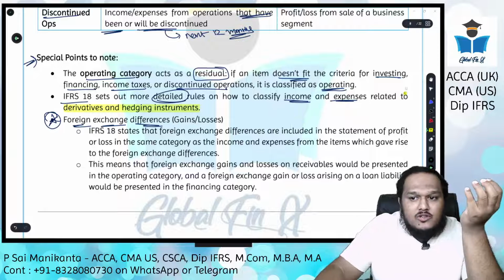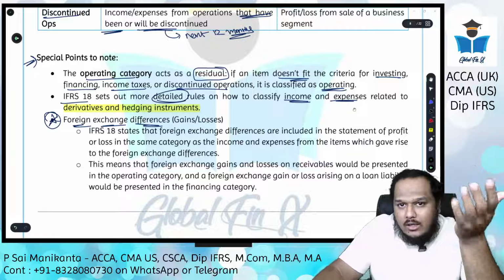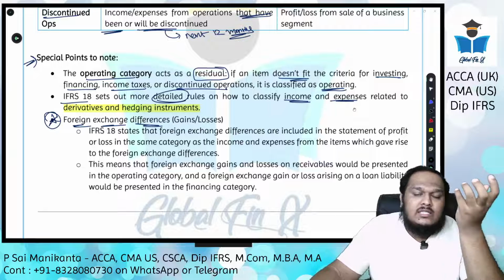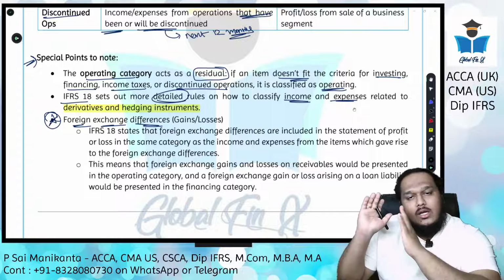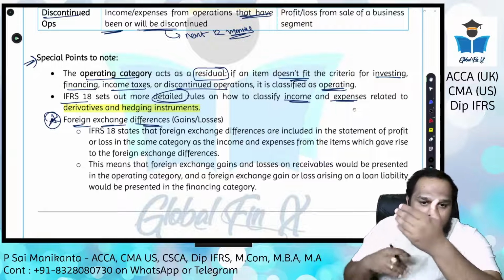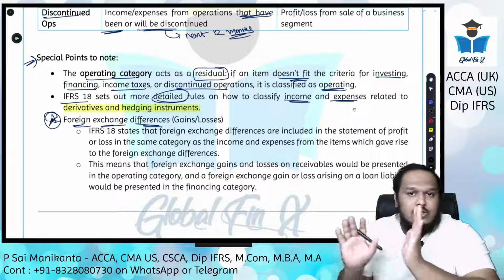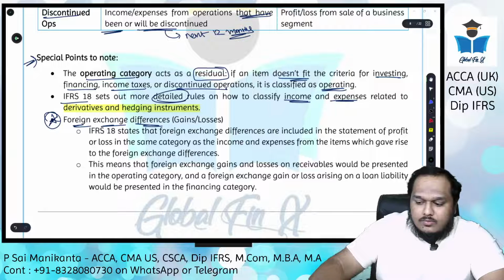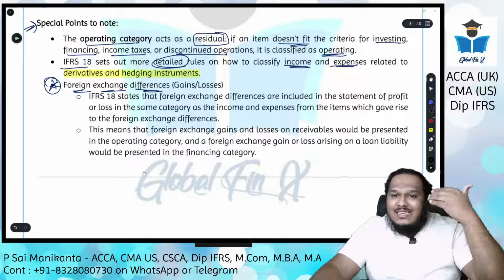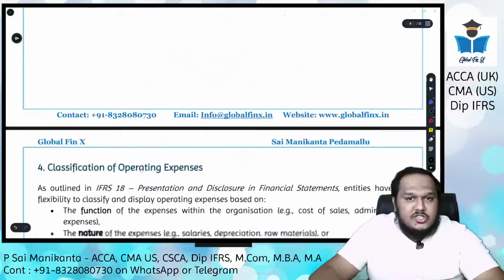So the effective portion of a cash flow hedge will be taken in the OCI. The ineffective portion will go into P&L. You already have that classification in the respective standard. That only will be followed here. Nothing different, nothing extraordinary. Stick with that. So foreign exchange, as I already told you, will be there in each category.